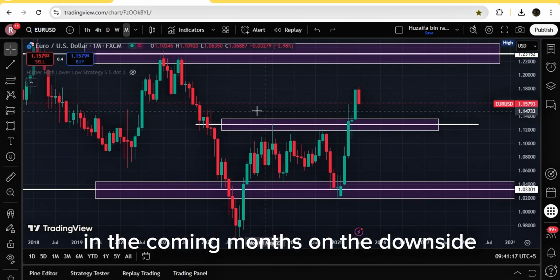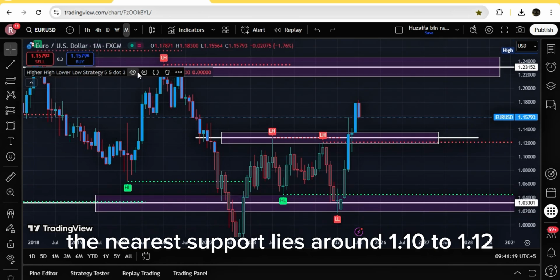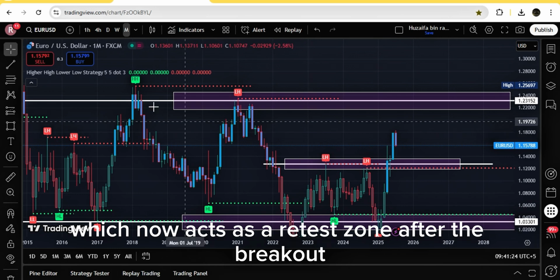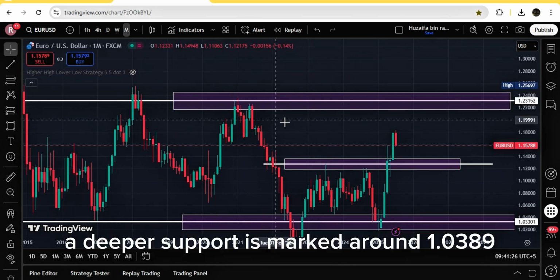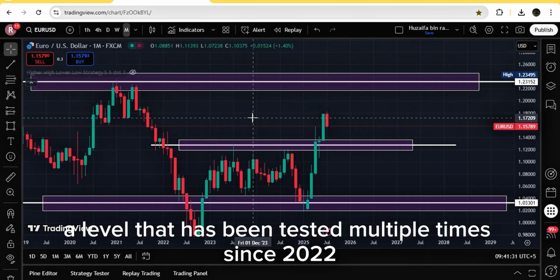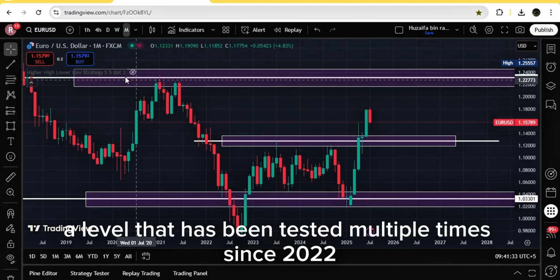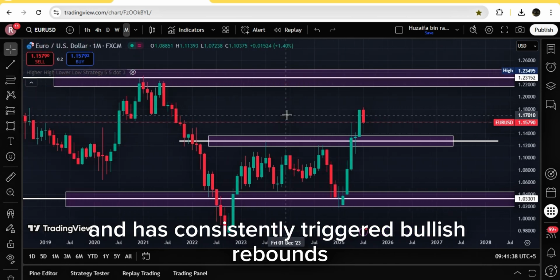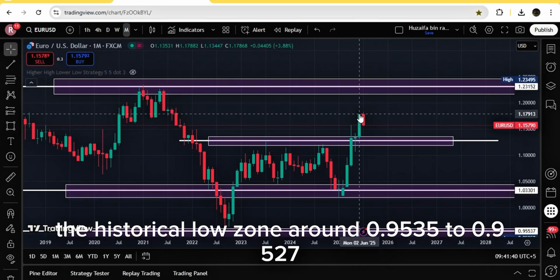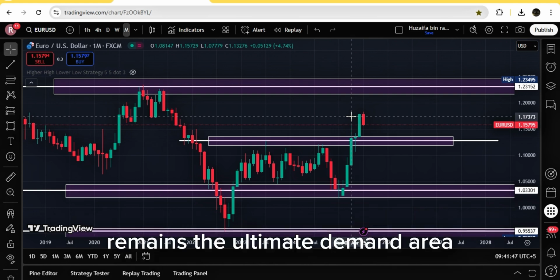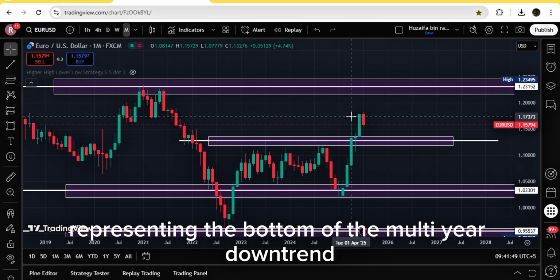On the downside, the nearest support lies around 1.10 to 1.12, which now acts as a retest zone after the breakout. A deeper support is marked around 1.0389, a level that has been tested multiple times since 2022 and has consistently triggered bullish rebounds. The historical low zone around 0.9535 to 0.9527 remains the ultimate demand area, representing the bottom of the multi-year downtrend.